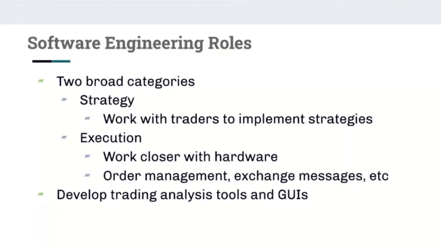And then the last thing would be you'd also develop trading analysis tools and GUIs. Because the traders need to monitor the systems, they need to have an easy way to react to the market conditions, and so they need these GUIs to really work.